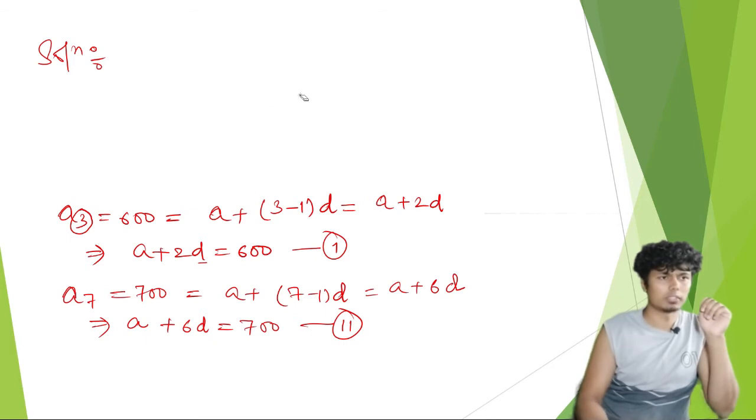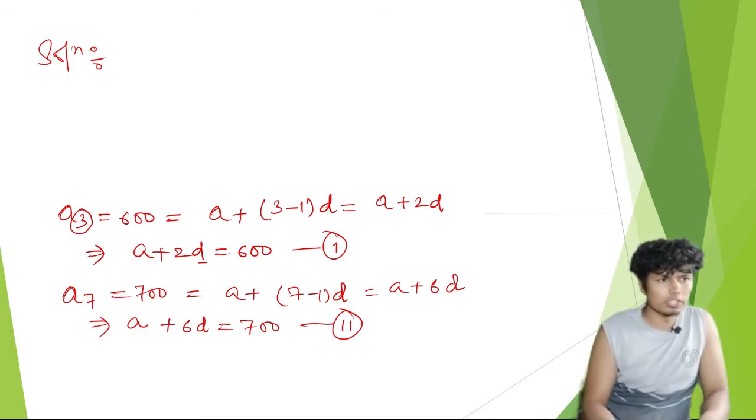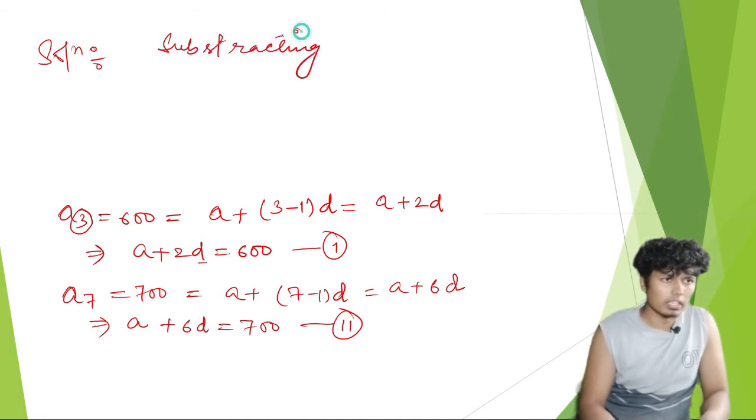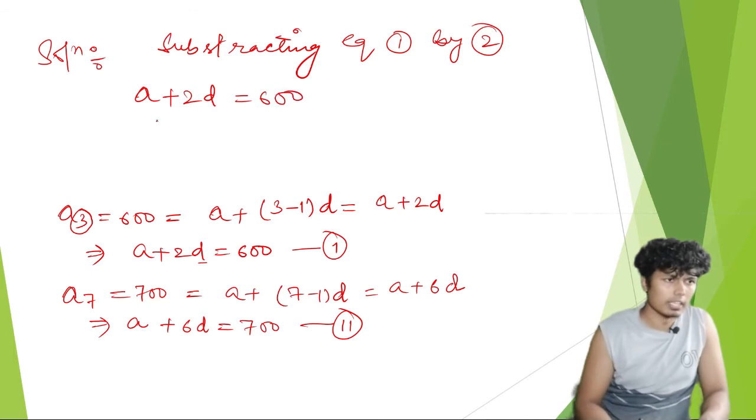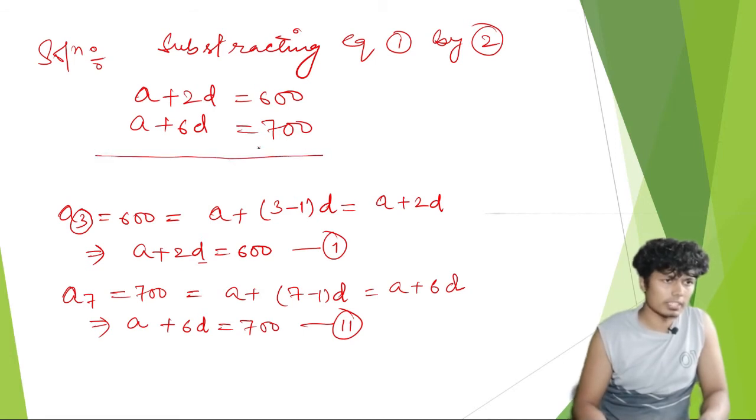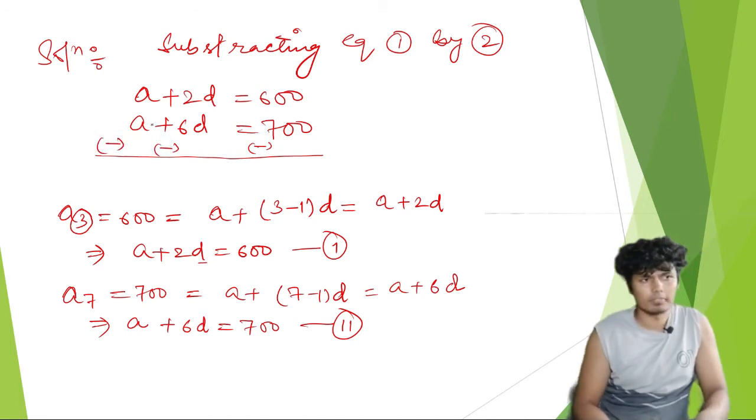So from equation number 1 and 2, subtracting equation number 1 from 2. A plus 2D is equal to 600. A plus 6D is equal to 700. Subtract it. This is minus sign here, this is minus sign here, this is minus sign here.